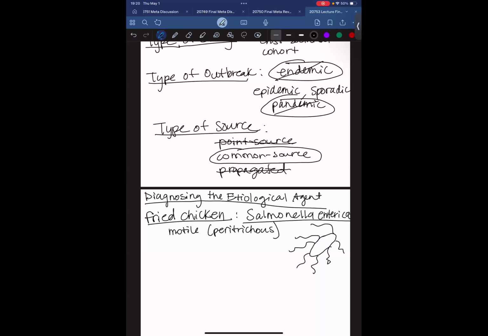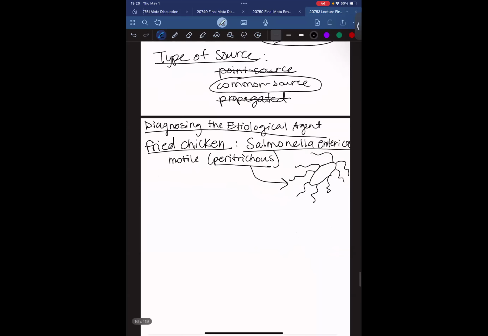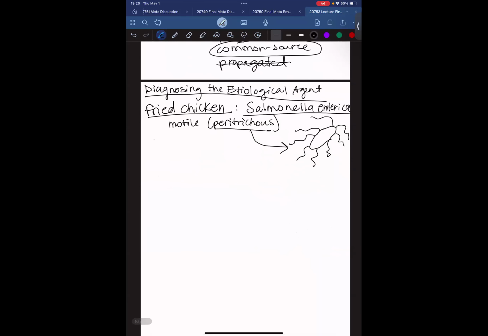So we could actually look at it with a flagellar stain and see all that flagella and identify it that way. Flagella all over it. All right, it's also gram negative. And as it says in its name, it's a gram negative enteric.